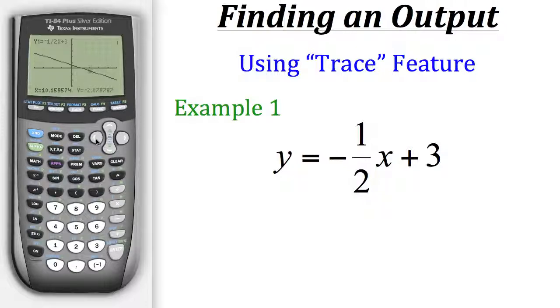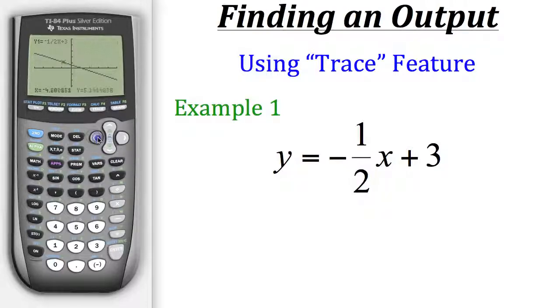Now if we're looking for the output value for a specific input, we could just type that input value in while we're using this trace feature. Say we want to know the output value when our x is negative 2. We just type in negative 2 and then hit enter. It'll take us straight to that point on the line. As we can see, when x is negative 2, we have an output value of y equals 4.